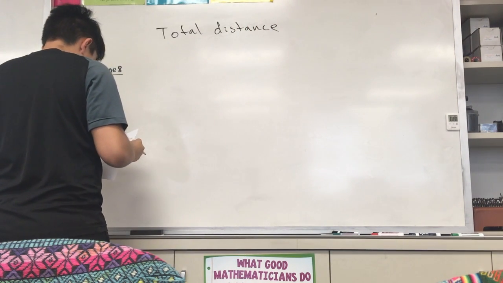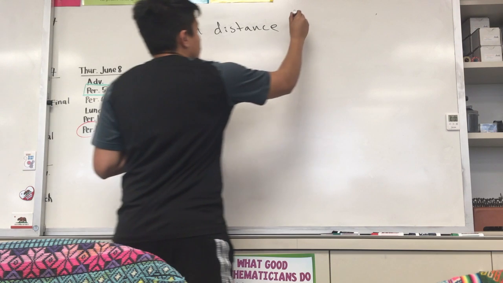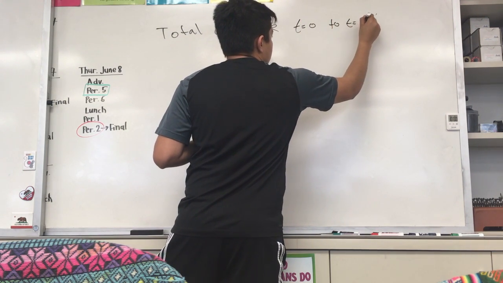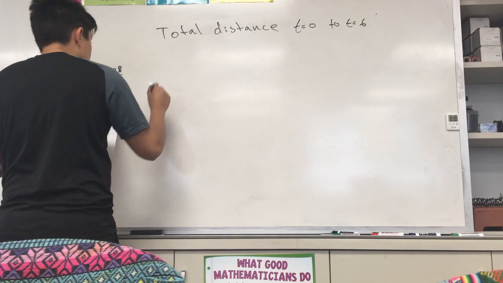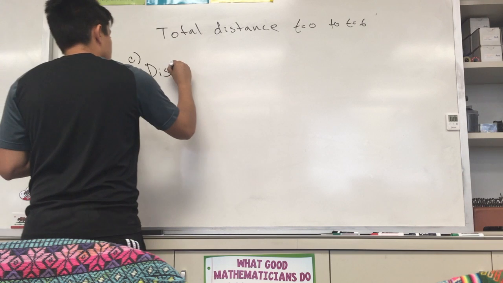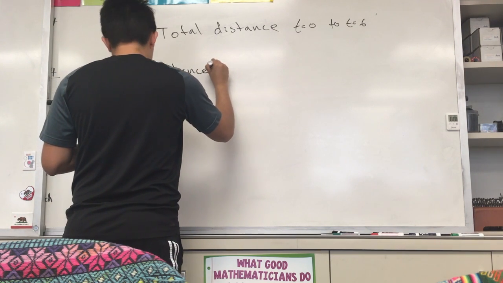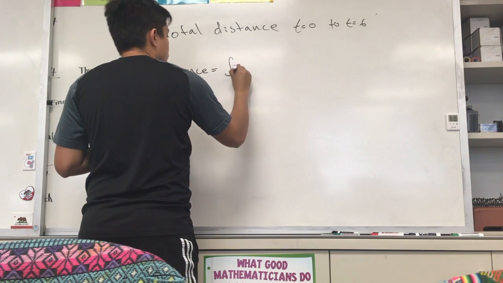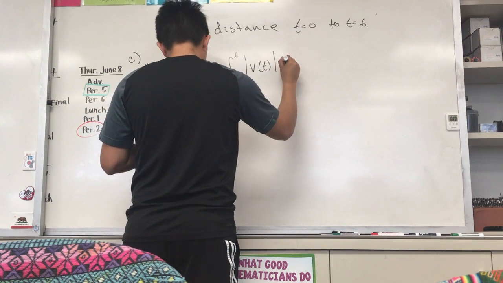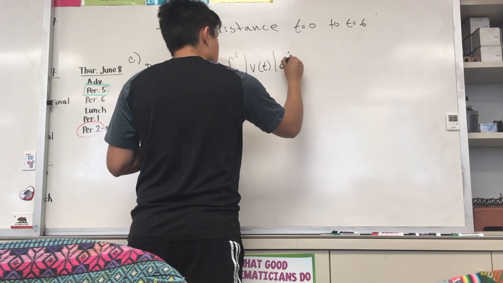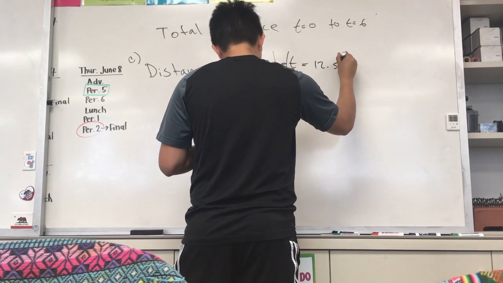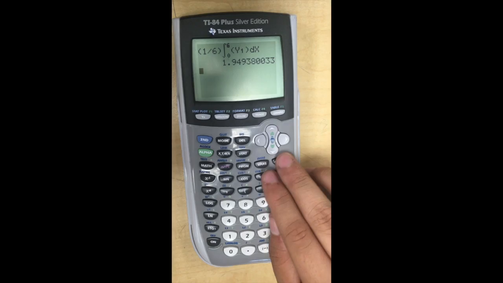So going back to our problem, now it's going to be problem C, which is telling us to find the total distance traveled by the particle from t equals 0 to t equals 6. So remember, total distance means we have to use the absolute value of v(t). So the total distance equals the integral from 0 to 6 of the absolute value of v(t) with respect to dt.